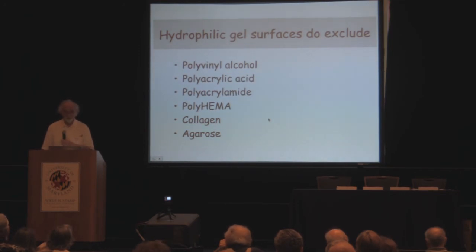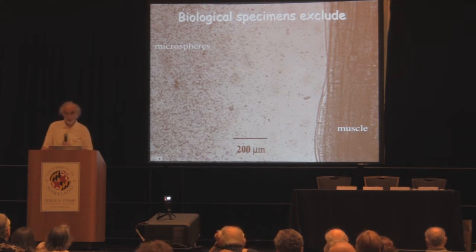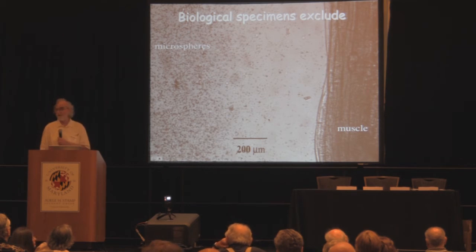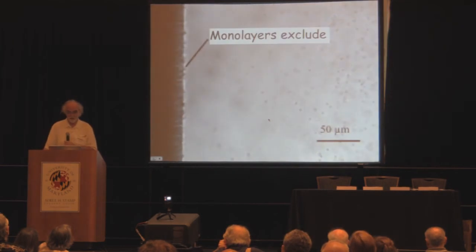The next class is biological specimens, and I started more or less as an engineer turned biologist. And this is a piece of muscle. You can see on the left side that there's a region where there's not total exclusion, but very few microspheres and lots of microspheres far away. We've tried the inside of blood vessels, that is vascular endothelium. We tried plant roots. We tried cellulose from trees, and we see it consistently. So the second class, biological specimens, exclude.